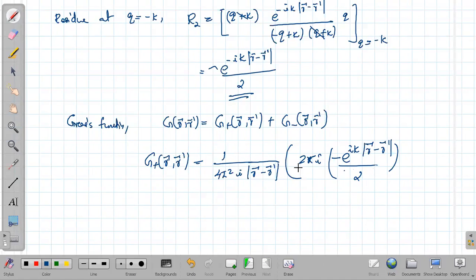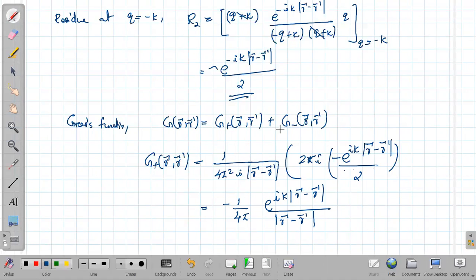Okay, so we can simplify it. Certain things would cancel. The i would cancel, the pi would cancel. So finally, the result would be minus 1 by 4 pi e raised to ik modulus of r minus r' divided by modulus of r minus r'. So this is G plus.